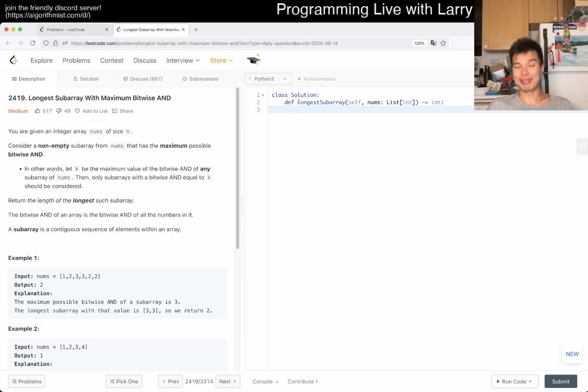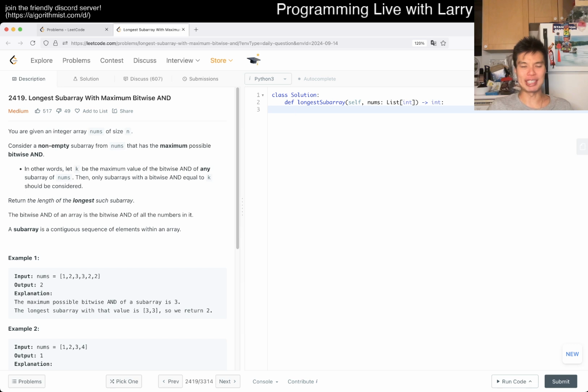So yeah, let's take a look at today's problem. Today we have 2419, longest subarray with maximum bitwise AND. You're given an integer array nums of size n. Consider a non-empty subarray from nums that has a maximum possible bitwise AND. Okay, maybe. I read the words, but I don't know what that means yet. In other words, let k be the maximum value of bitwise AND of any subarrays of nums. Then only subarrays with a bitwise AND equal to k should be considered. Okay. Return the length of the longest such subarray.